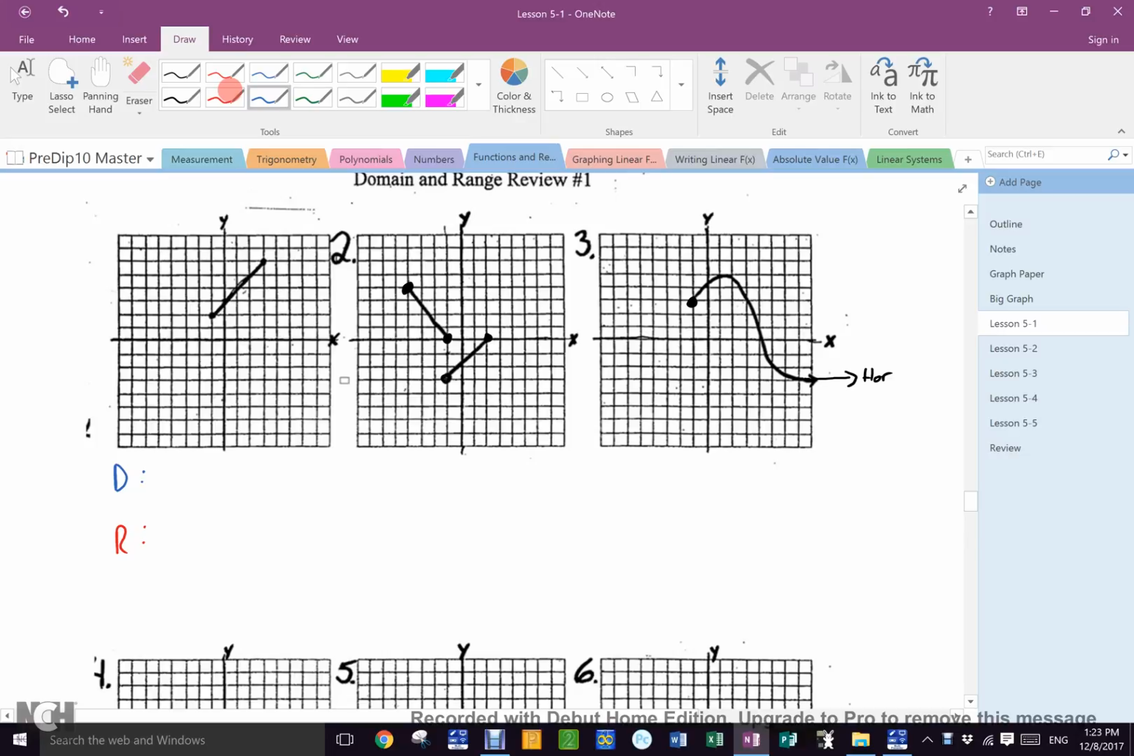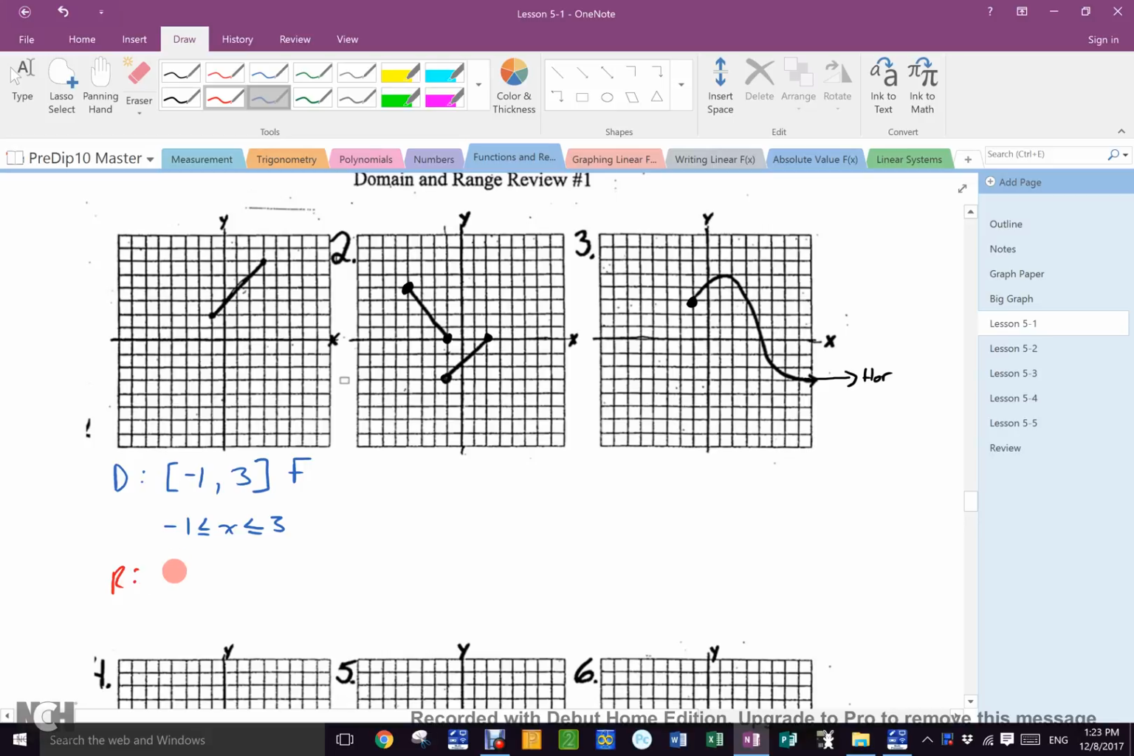She went with interval notation. [-1, 3], all square brackets. And it is a function. Now, if you went the other way, it was -1 less than or equal to x less than or equal to 3. But it's still a function. Nicely done, Lauren. What is the range?